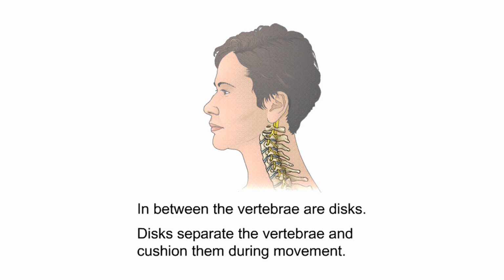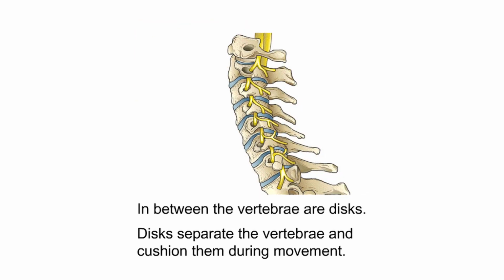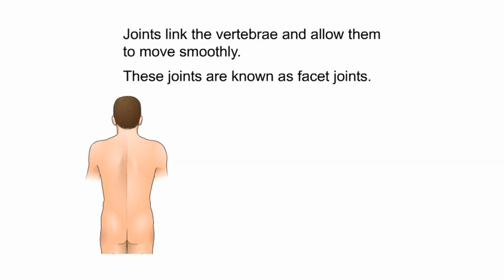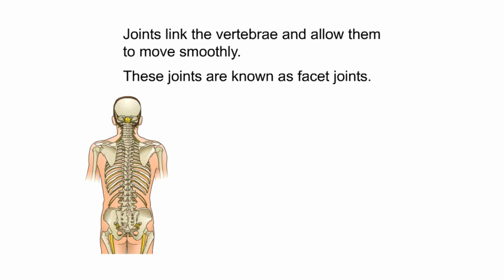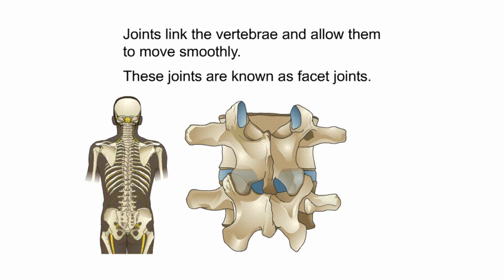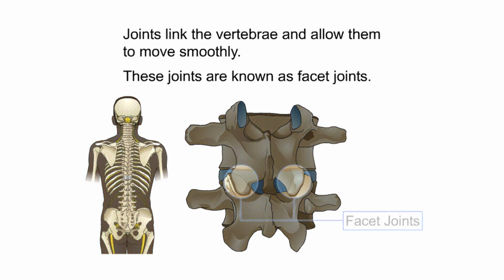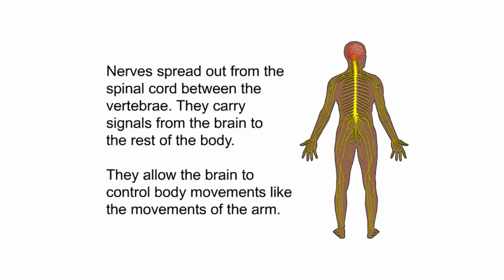In between the vertebrae are discs. Discs separate the vertebrae and cushion them during movement. Joints link the vertebrae and allow them to move smoothly. These joints are known as facet joints. Nerves spread out from the spinal cord between the vertebrae. They carry signals from the brain to the rest of the body. They allow the brain to control body movements like the movements of the arm.